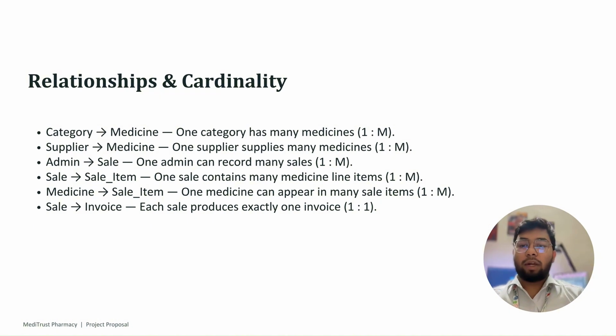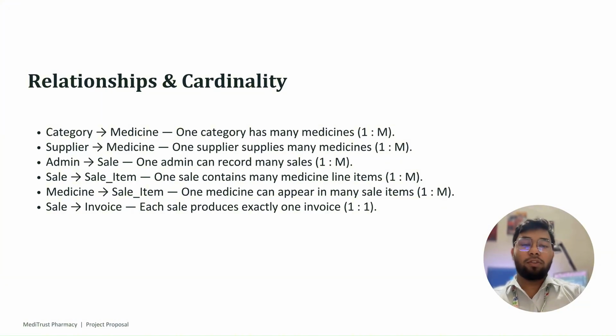Here, this slide summarizes the relationships and their cardinalities. Cardinality describes how many records from one table can be associated with records in another table. As we can see, first the category and medicine relationship: one category has many medicines. Then the supplier and medicine relationship: one supplier can supply many medicines.